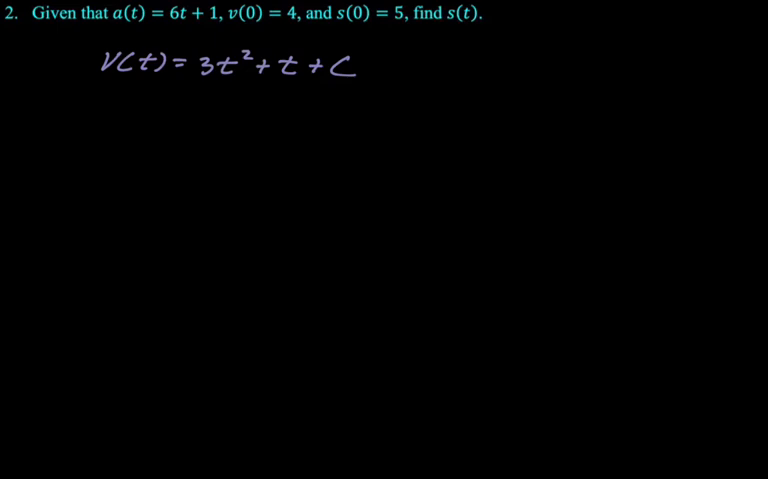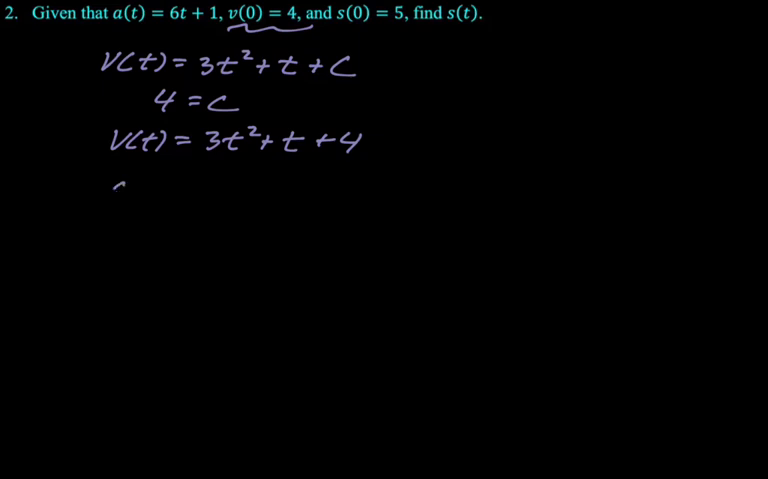And then to solve for c, we're going to use this fact. So we know that 4 is basically equal to c because the 0 that you plug in just zeroes everything else out. So our velocity is really 3t squared plus t plus 4. To go from velocity to position, you find an antiderivative. So again, we're reversing the power rule.